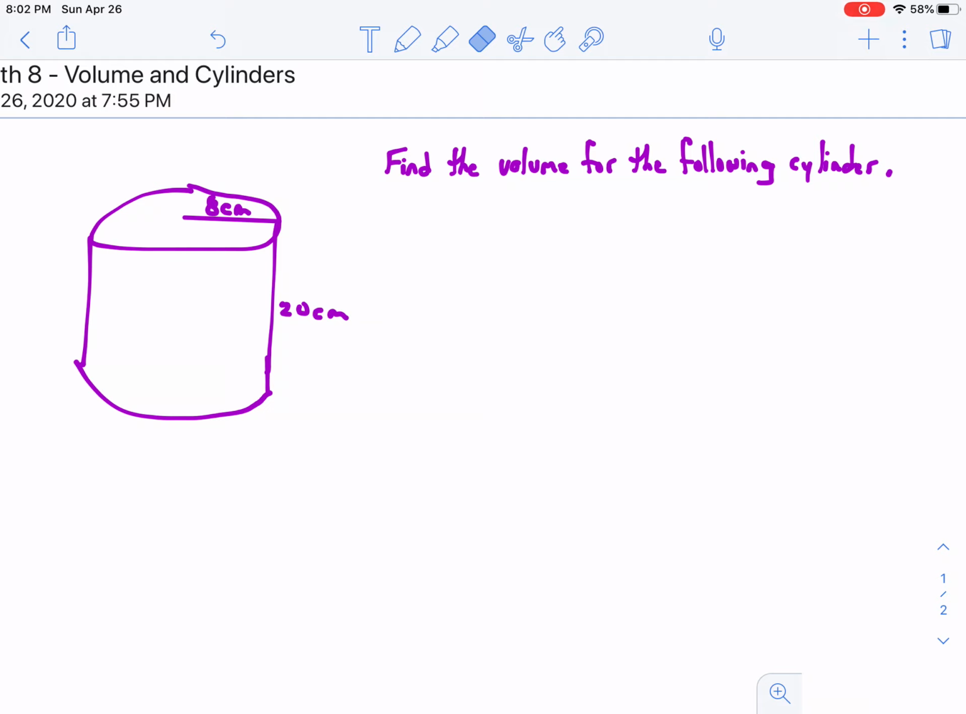So, using that idea, it's exactly the same idea that we've been using with prisms. Whatever that base shape is, in this case it happens to be a circle, we're going to take that base shape and multiply it by our height or our length, depending upon whether my cylinder's on its side. If it's on its side, we would think of it as a length. How it's drawn here, we think of it as a height.